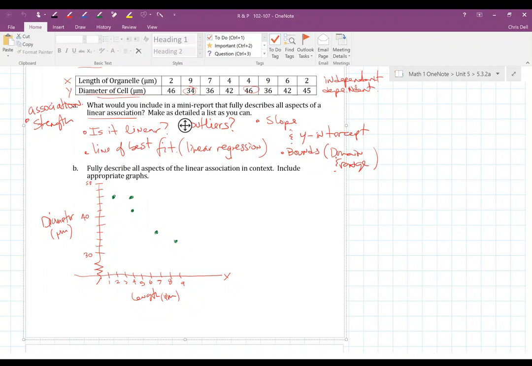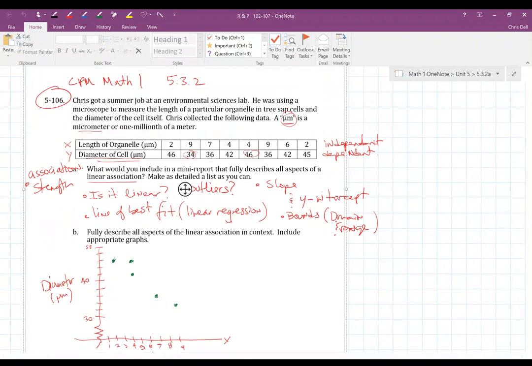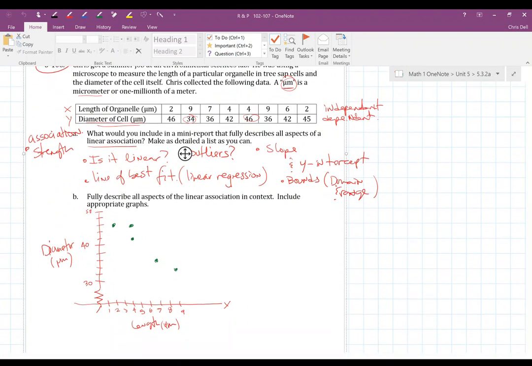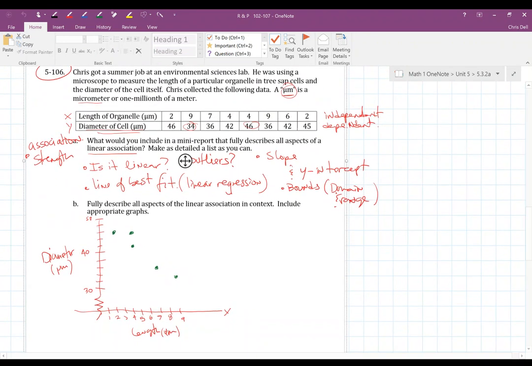This is the second part of looking at problem number 106 from Math 1, section 5.3.2. I'm graphing our values here. Let's see where I left off. I've got my 936, so 642. I need to graph that one, which is right there. And the last one is 245, which is halfway right there. All right, so there's my data.